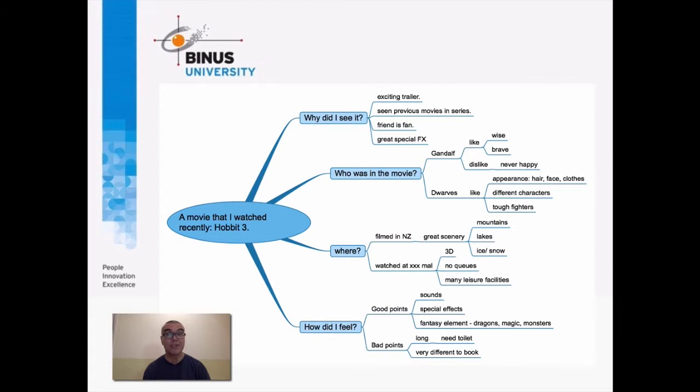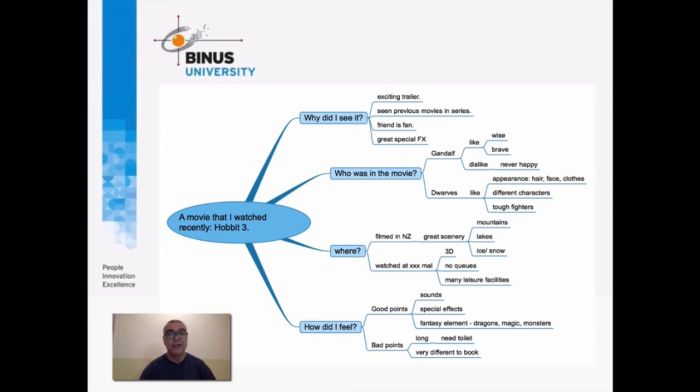And then breaking it into more detail, well, there are 1, 2, 3, 4 reasons why I watched the movie. There are 2 people in the movie that I want to talk about. And I can talk about what I liked, what I disliked about those 2. And then where, you've got 2 points there. How did I feel? There were good points and bad points. Again, breaking the good points down into 2 or 3 points there. So hopefully this little mind map can show you how, if you start with something general, you go into specific points and break it down, and that will give you the ideas to talk about there.